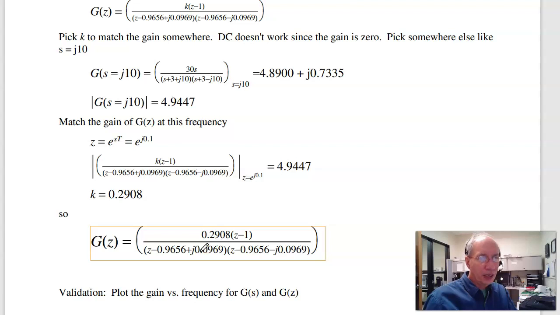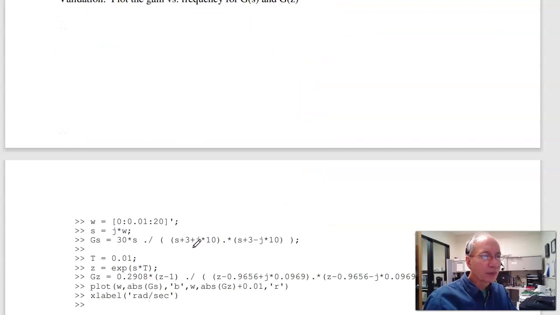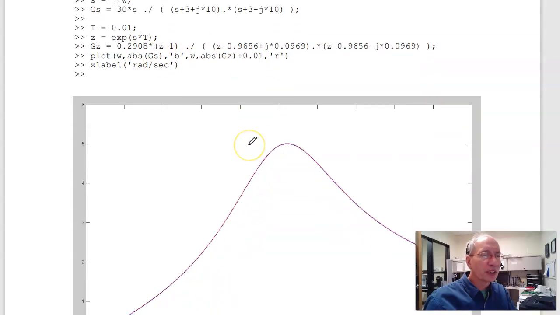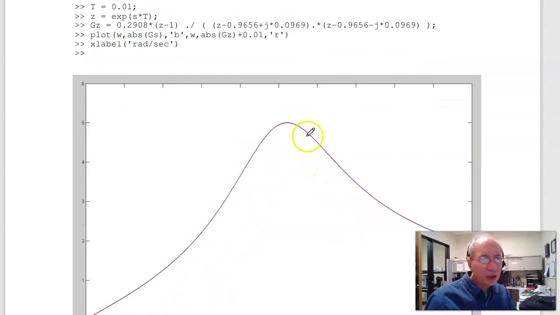To check, plot the gain versus frequency. So just like before, frequency goes from 0 to 20 radians per second. Here's g of s, t, z is e to the st, here's g of z, plot the two together. Shifting g of z by 0.01, just so you can see it. And you can see the two curves. There's your g of s in blue, g of z in red. Same gain versus frequency, same filter.